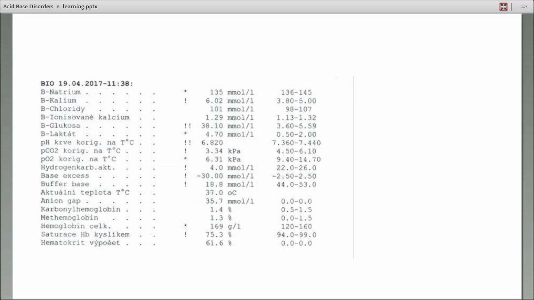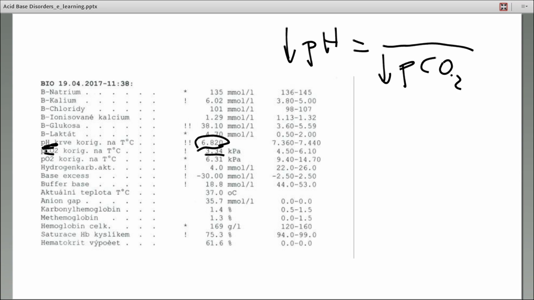So look with me at the report we have here. Here we have pH, which is very low. Then we look at PCO2. PCO2 is low. Can low PCO2 produce low pH? No. Low PCO2, if isolated, produces high pH. It's respiratory alkalosis. So this is not the primary problem. So we look at the bicarbonate, which is here, which is very low.